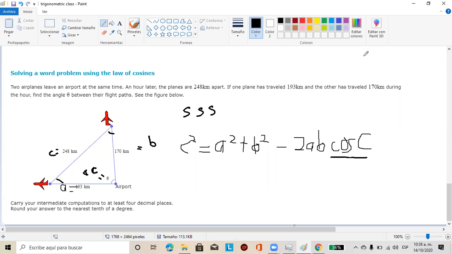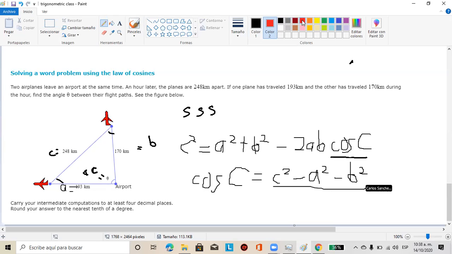Okay, so do it. It can be the way you told us in your video. It can be cosine of C is equal to C squared minus A squared minus B squared, divided by negative 2AB. Yeah, that's the formula.